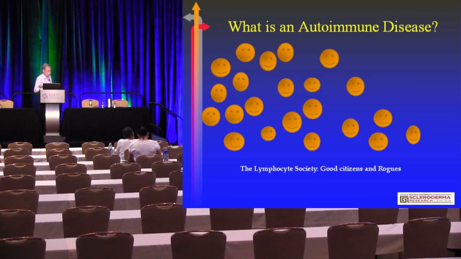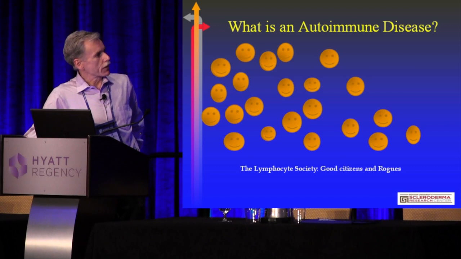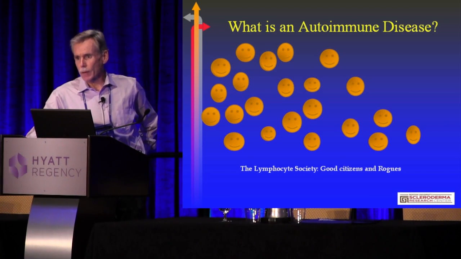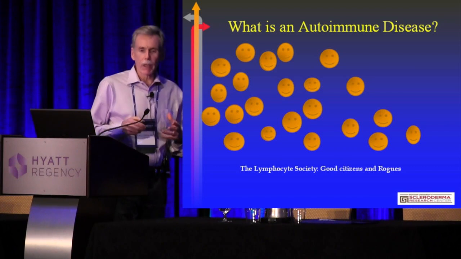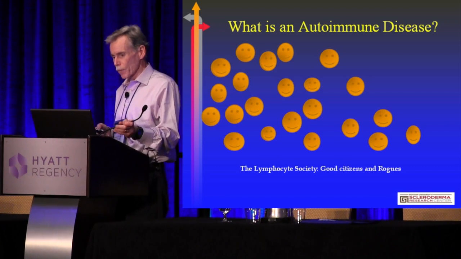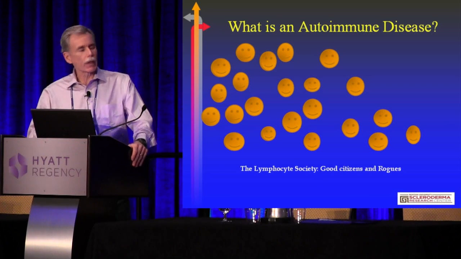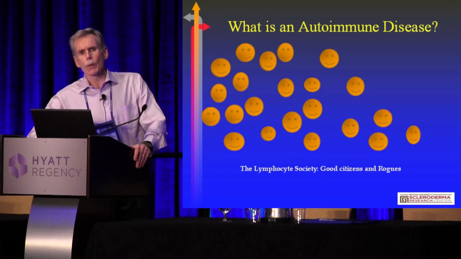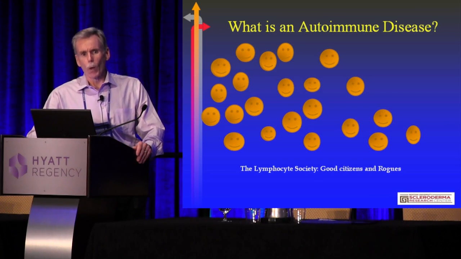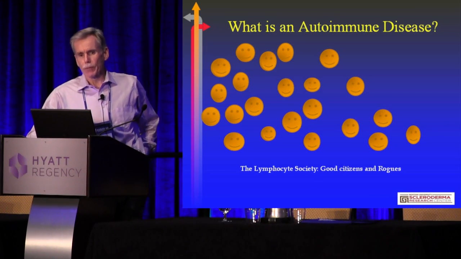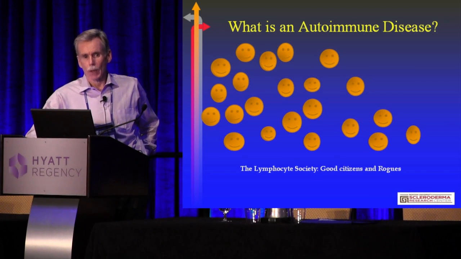So maybe one way to think about autoimmune disease is to imagine your immune system as a society of lymphocytes. And these represent your lymphocyte society, and we have millions and millions of these lymphocytes, of which there are many different subsets, but we'll keep it straightforward. These lymphocytes are sort of the primary actors of the immune system. And one among many functions, perhaps a principal function, is that they make antibodies.